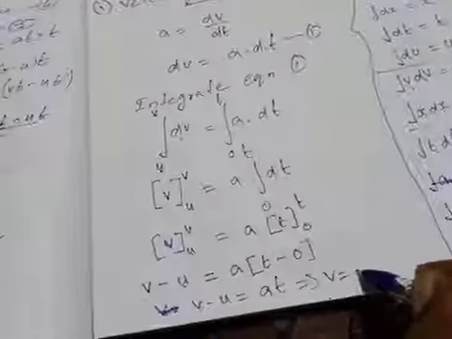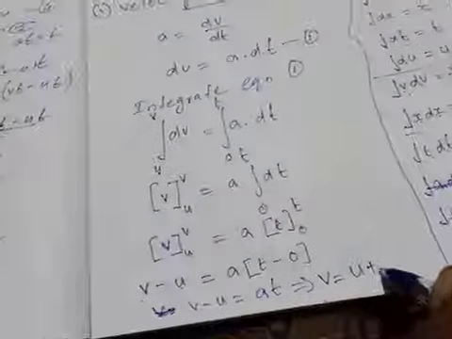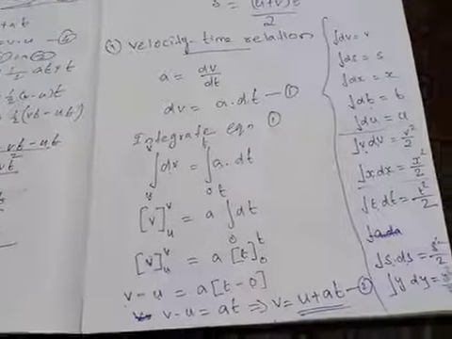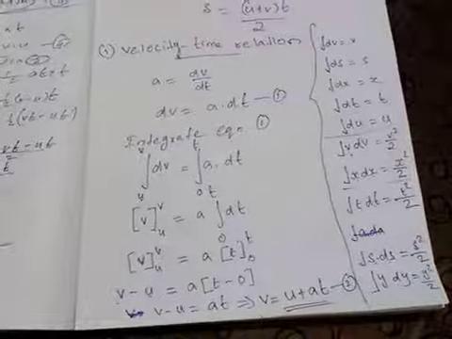v equal to u plus at. This is equation 2. So we got the velocity-time relation. Just take a screenshot of this. It will be helpful for you. Very, very important derivation.